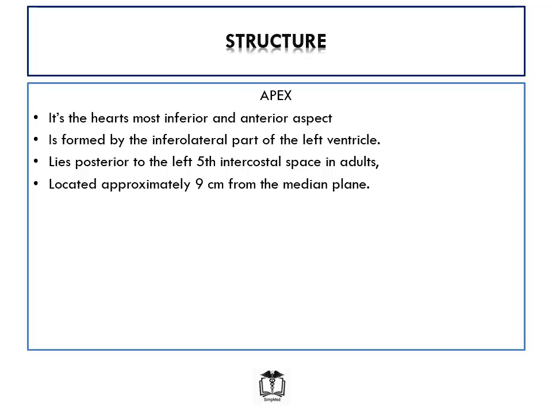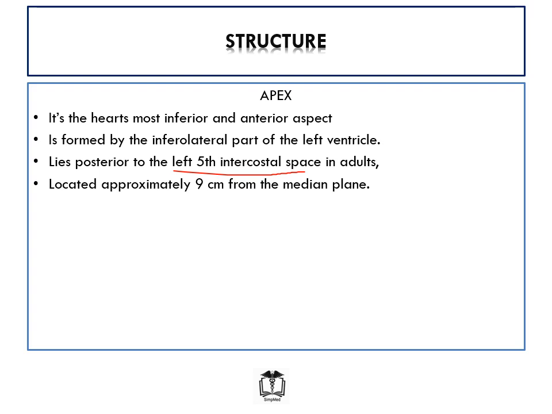Let's focus a little bit on one of the areas of the borders of the heart that I didn't mention in the previous slide, and that's the apex of the heart. So the apex is the most inferior and most anterior aspect of the heart. It is formed by the inferior part of the left ventricle, and in terms of location, it's said to be located at the left fifth intercostal space in adults. Usually, this is the area we tend to palpate when we want to feel for the apex beats.